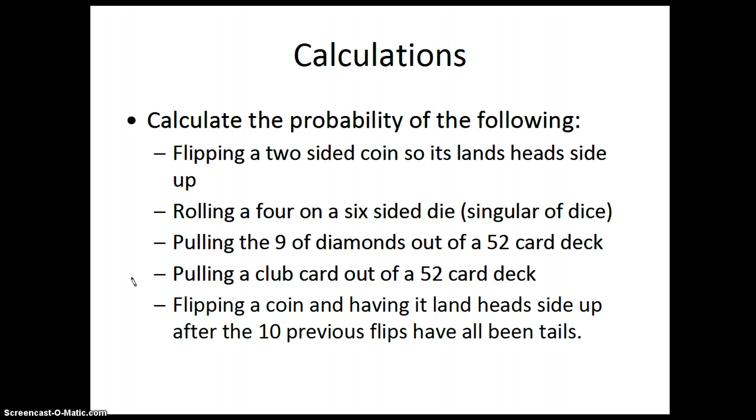Now, how about this one? Flipping a coin and having it land head side up after the previous 10 flips have all been tails. Well, think about it. What happened before does not affect what's going to happen now. So it's still a 1 out of 2 chance. You want head side up. There's 2 things that could happen. The 10 things that happened before do not influence what's going to happen on that next flip. Each event is independent. And that's something we're going to have to remember as we go through Punnett Squares.